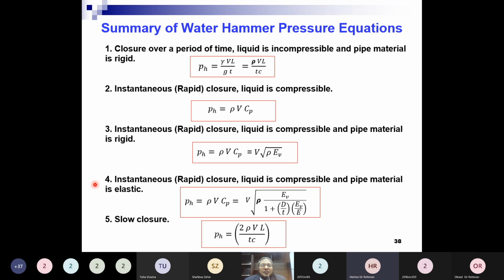Then number four, instantaneous or rapid closure, when the liquid is compressible and the pipe material is also elastic. Now this is reality. We are now going towards reality. The basic equation remains the same, rho V C_p, and then this equation would be V times the square root of rho E_v over 1 plus D over t times E_v over E. So this is the fourth equation. And what is the fifth equation for slow closure? The water hammer pressure is 2 rho VL over Tc. All right.